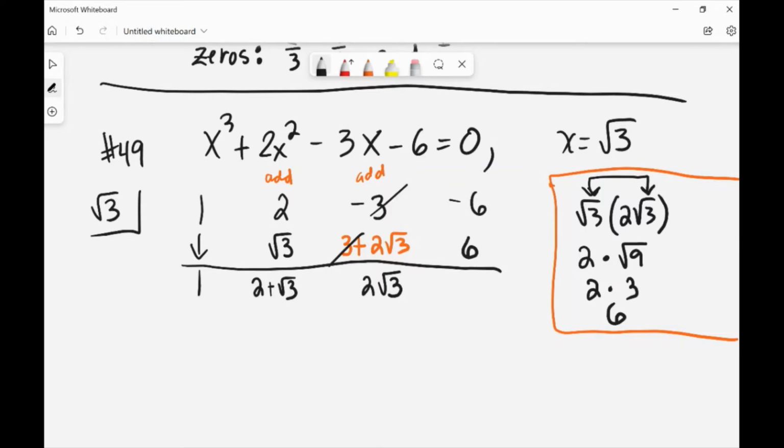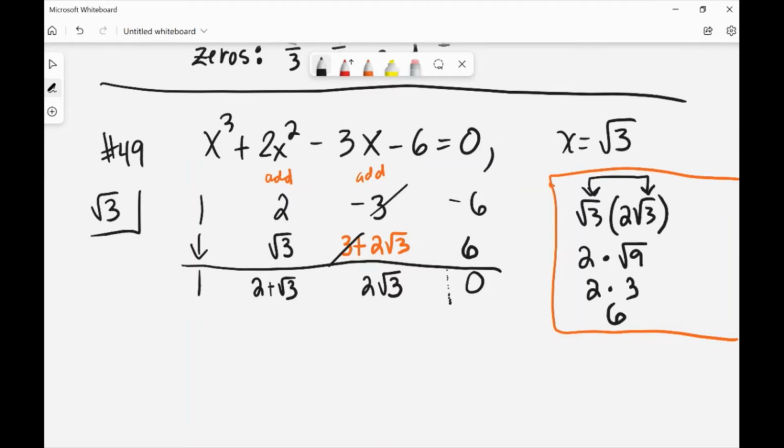And our last number is what? 0. Which tells us what about the square root of 3? It's a solution. The square root of 3 is a solution. Or what's another way to say it? Somebody other than Alicia. Zero. The square root of 3 is a zero.